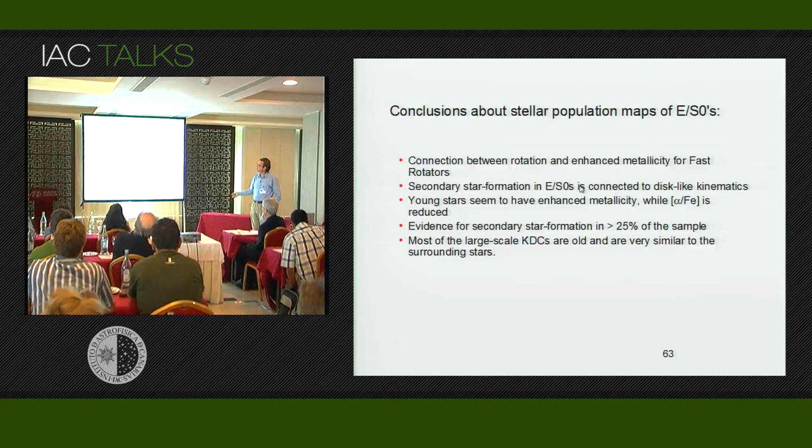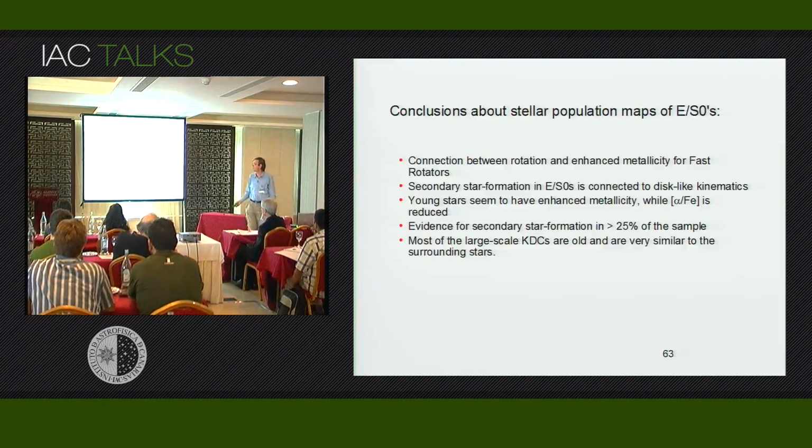So, these are a number of conclusions. There is a connection between rotation and enhanced metallicity for fast rotators. And also that you have these separate components in the elliptical, one with enhanced alpha over Fe. Secondary star formation, so sometimes young, sometimes already happened a long time ago. The young stars have enhanced metallicity with low alpha over Fe. So this is star formation happening in these young populations, happening slowly.